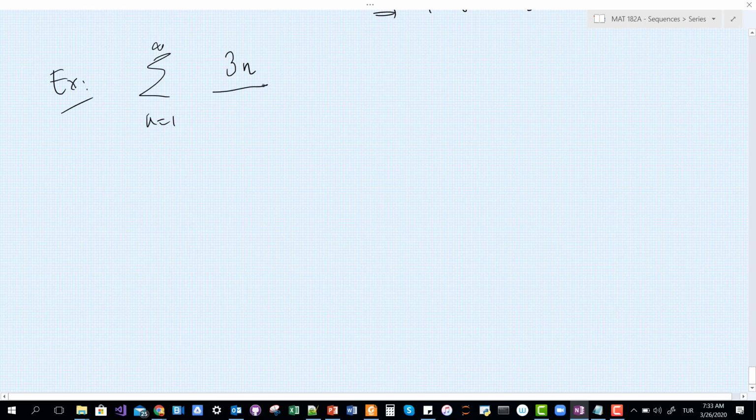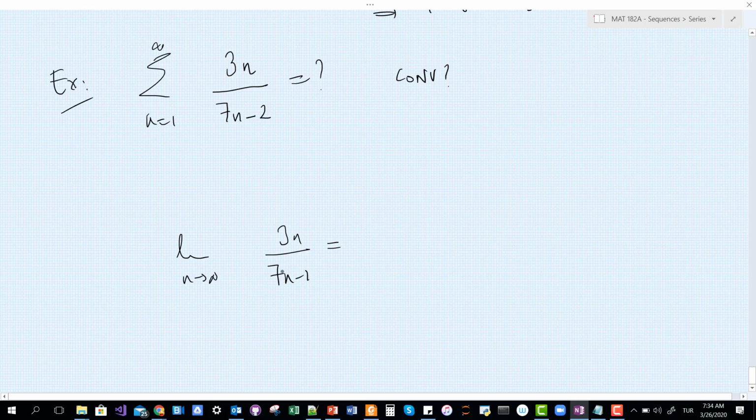Another question. Let me take a rational n-term, like this one, 3n over 7n minus 2. The question is the same. Is it convergent? Now I'm going to use the n-term test. 3n over 7n minus 2. What is the limit of this sequence? Look at that. The question turned into, again, a limit of a sequence problem.